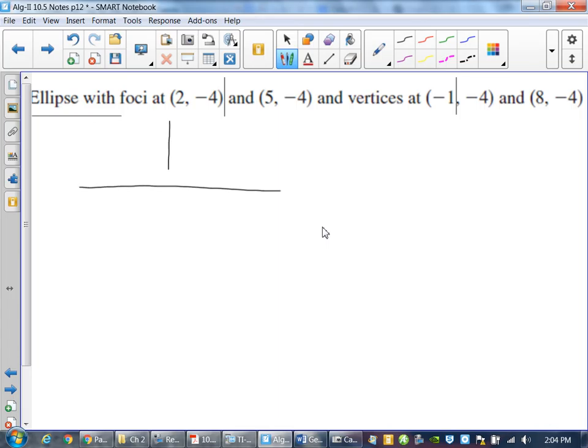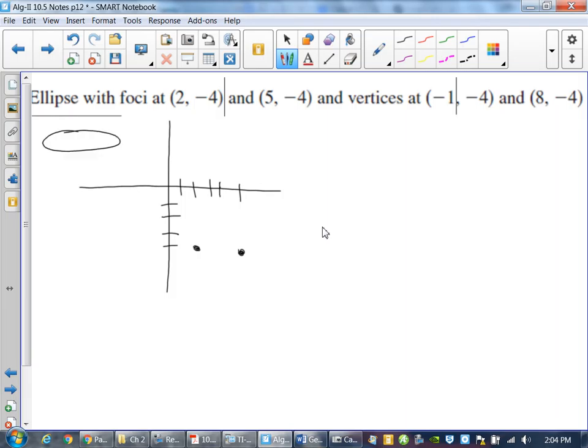Foci at 2, -4, and 5, -4. There's 2, and here's 5. Knowing that it's an ellipse, which direction can you tell right away? Which way is it being stretched? It's being stretched left and right because your foci are left and right. So you know it's going to be an ellipse stretched left and right.